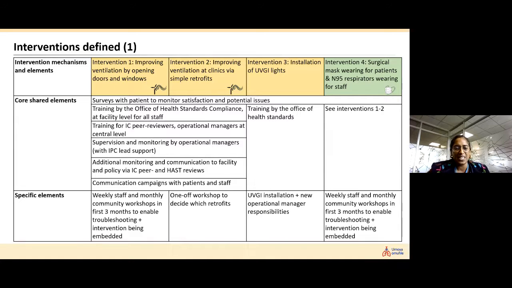ultraviolet germicidal lights. While mechanisms are simple, they are supported by common elements, for example, increased supervision, training sessions during which health staff are asked to consider what other measures they may need to follow to ensure limited transmission despite increased ventilation. And the intervention in green also promotes surgical mask wearing for patients and N95 mask wearing for staff. And as you can see, also includes workshops to promote behavior change.